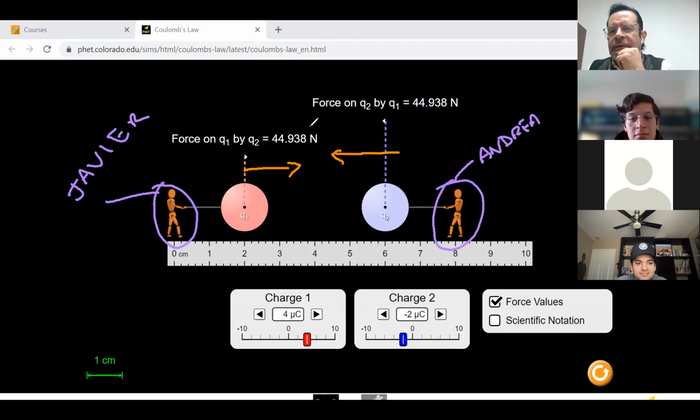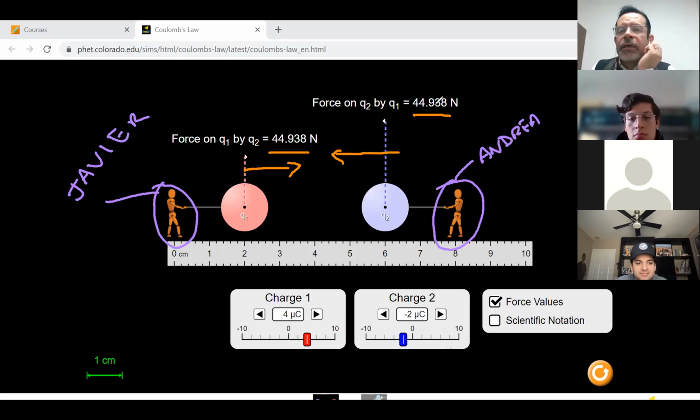How strong would that pull be, Javier? I'm not sure how to answer that question. Well, it's written down there on the screen. 44 newtons. It's literally for how strong would that pull be? Javier, it would be equivalent to 45 newtons. That's how strong it would feel the pull. Going back to Andrea, Andrea would feel exactly the same force, but on the other side.